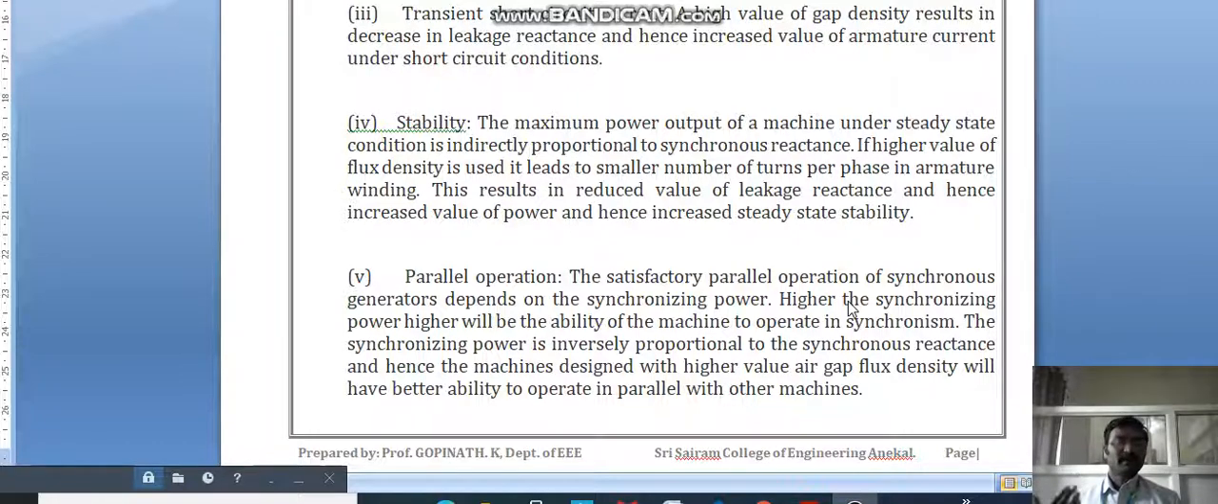So if you go for a higher value of specific magnetic loading, we have advantages and also disadvantages. Parallel operation and stability will be improved when you go for a high value of specific magnetic loading.